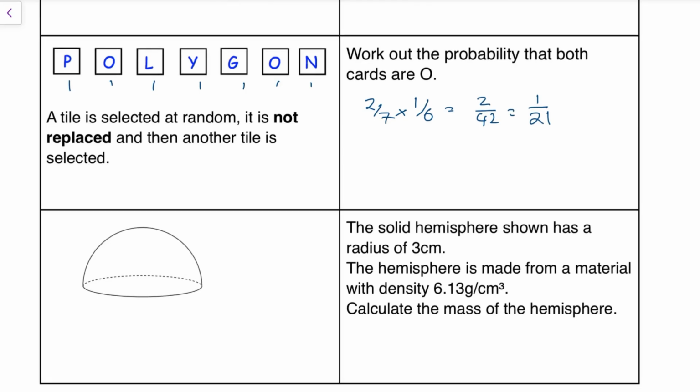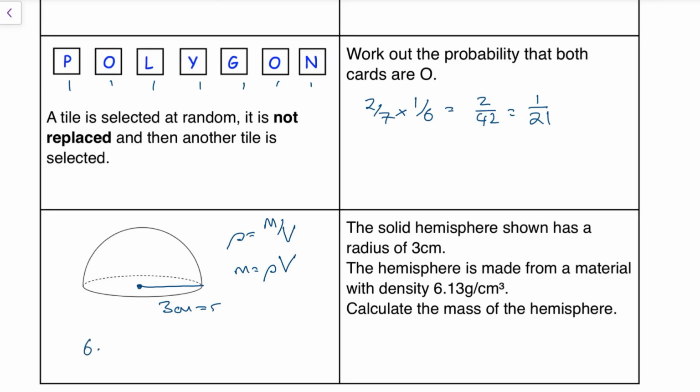Next question. Right, so what do we have? A solid hemisphere is shown and has a radius of 3 centimeters. And I'm going to write this on here because I like to write things as I go. So that's 3 centimeters, which is my r. The hemisphere is made from a material with density. Okay, so this is a density question, which means I need to remember that density equals mass over volume. Calculate the mass of the hemisphere. So therefore mass is going to be density times volume. So basically it's saying what is the density multiplied by the volume.